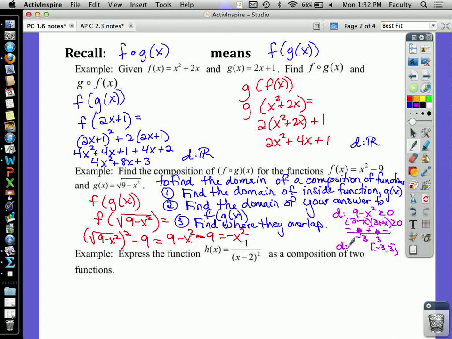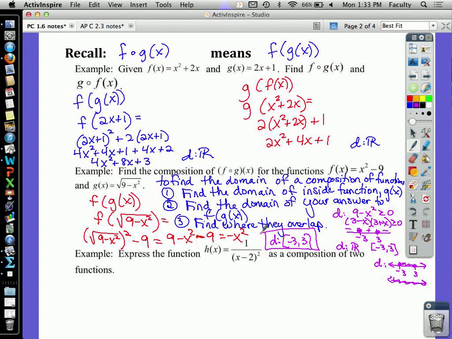And then my answer was negative x squared. What's the domain of negative x squared? All real numbers. So then the domain, where do they overlap? I've got from negative 3 to 3, and I've got the whole number line. So where are they shaded in the same spot? Negative 3 to 3. Beautiful. So the domain is negative 3 to 3. It won't always work like that, but it just happened to on this one.